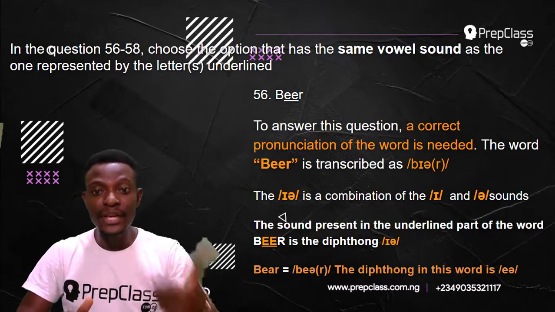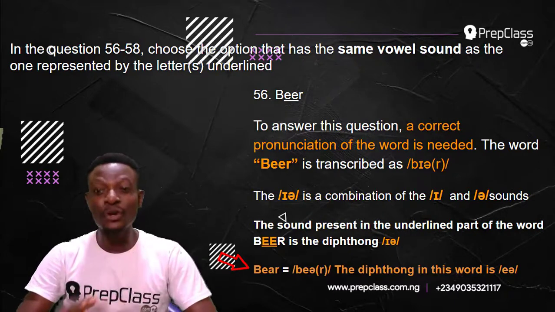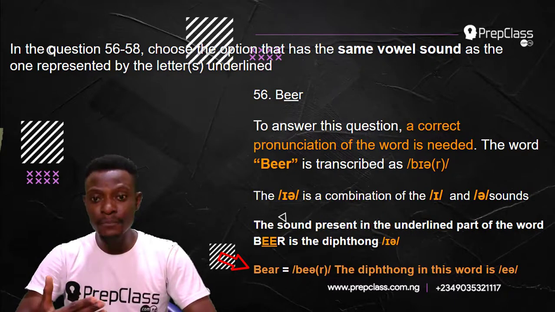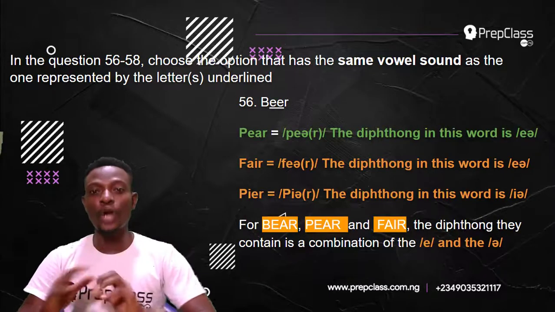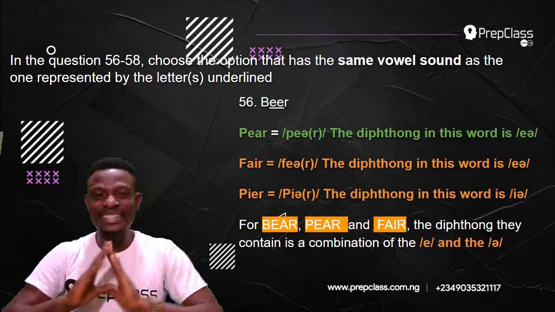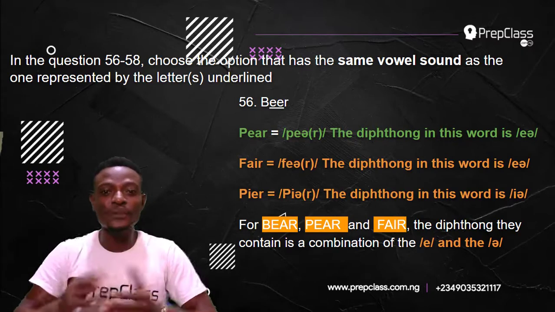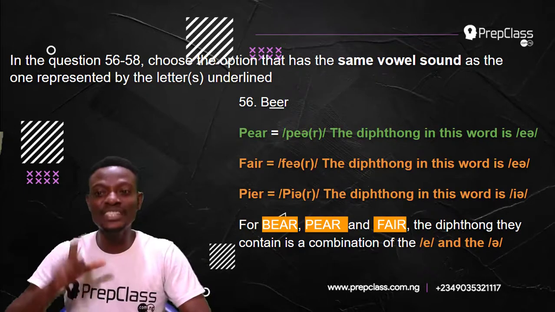Beer. Ear. Now, the first option is bear. The diphthong in this word is air. Now, the second option is pear. The diphthong in this word is air. The third option is fair. The diphthong in this word is air. The fourth option is pear. The diphthong in this word is ear.